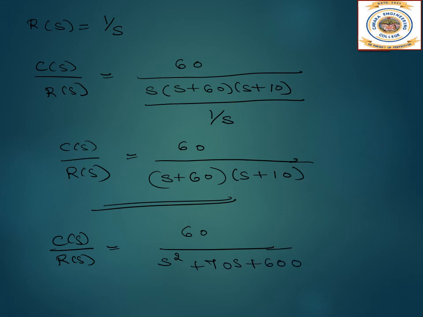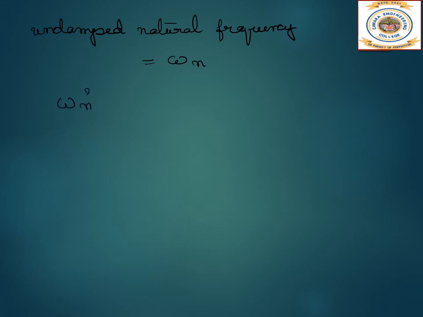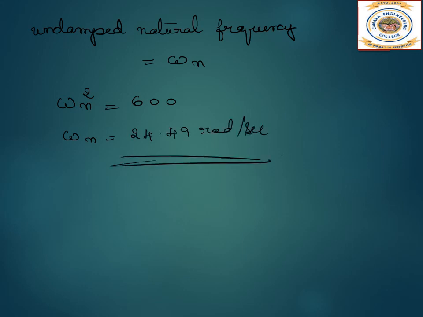So what is asked? The undamped natural frequency, which is given by omega n. How do you get omega n? By comparing with the second order transfer function. So omega n square is equal to 600. So omega n is 24.49 radians per second. This is the answer.